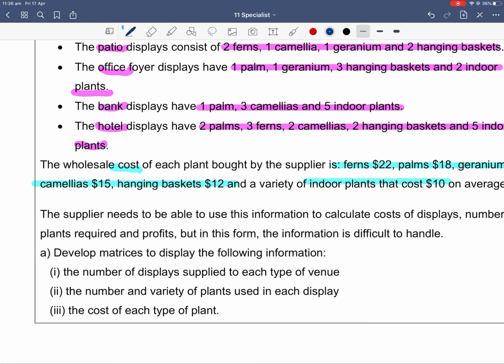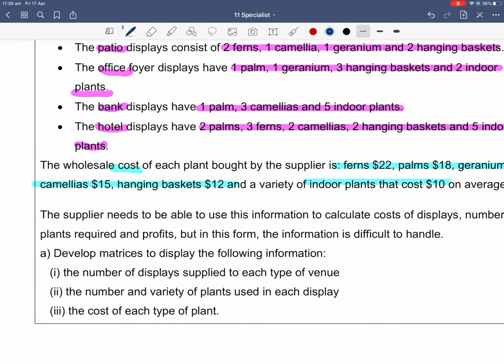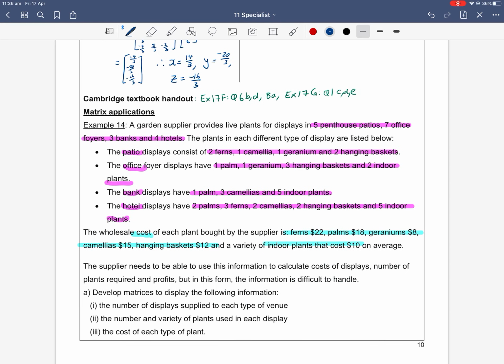Okay, let's look at part 2. So part 2 says, write down the number and variety of plants used in each display. Okay, so that's what the dot points are, right? So it says here, patios need ferns, camellia, geranium, hanging baskets. Office needs a palm, geranium, hanging basket, indoor plants. Bank needs a palm, camellia, indoor plants. And hotel needs palm, ferns, camellias, hanging baskets, and indoor plants.